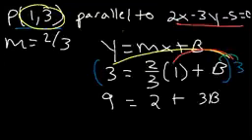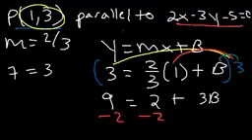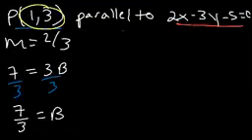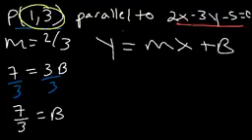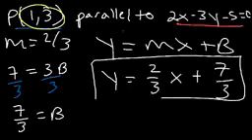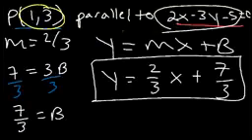So now let's subtract both sides by 2. So 9 minus 2 is 7. 7 is equal to 3b. So now we could divide both sides by 3 to isolate b. So b is equal to 7 over 3. So now we can write the equation of the line in slope-intercept form. So y equals mx plus b. All we need to do is replace m and b. So m is 2 over 3 and b is 7 over 3. So this is the equation of the line that is parallel to this line but passes through the point (1, 3).